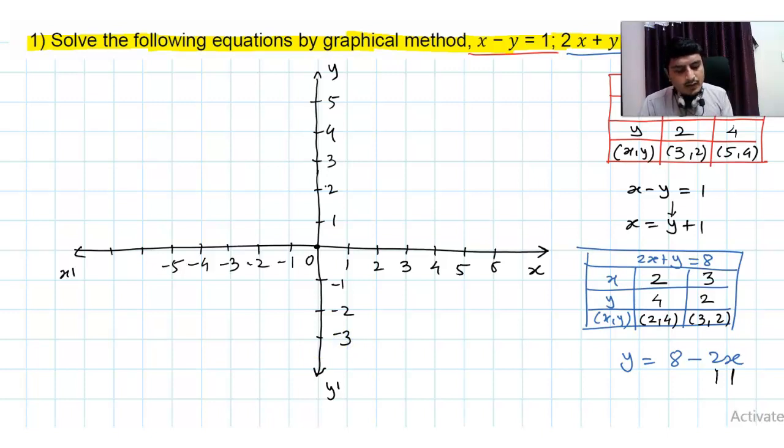Now the first point is 3 comma 2, 3 from the x-axis and 2 from the y-axis. At the point of intersection we have the point 3 comma 2, and then 5 comma 4, so 5 from the x-axis and 4 from the y-axis, whose point of intersection is 5 comma 4. Try to draw now a line passing through those 2 points together. We may have it like this.